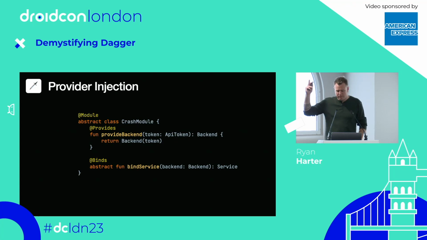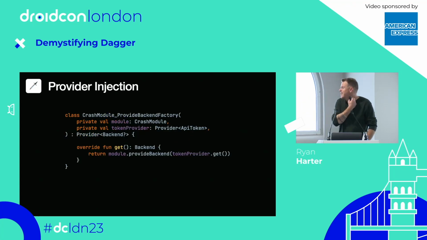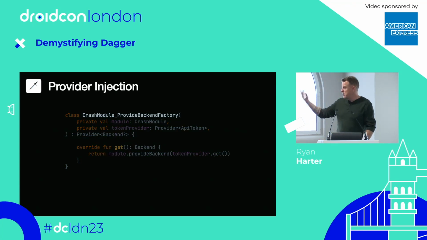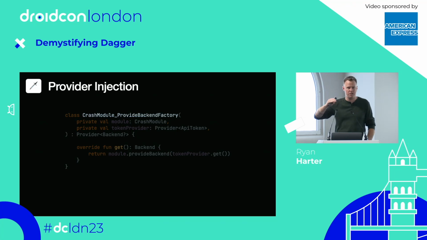So going back to that provides function, when Dagger sees that, it's going to generate this. Again, really simple. It's a small factory class. It'll be called, in this case, crash module _ provide backend factory. For every provides function in your module, a separate factory will be provided.